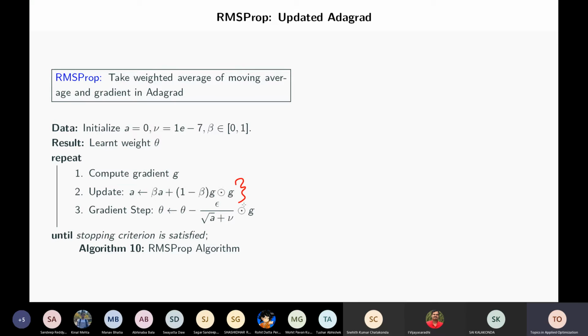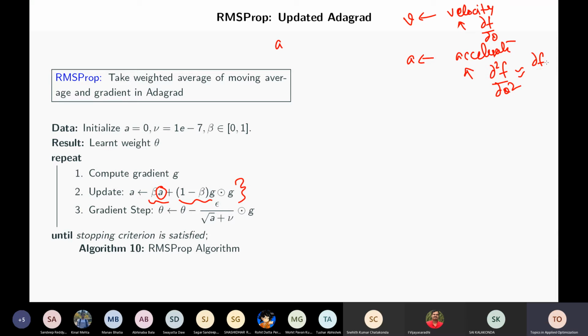You will see that the only modification is here, and this is a weighted average you are taking of your previous accumulated A. Previously they were using V, right? V was analogous to velocity. The velocity is like the first derivative, so this is like del F by del theta. And then they started using A. So A is like an acceleration here. As I said before, acceleration would be del 2F by del theta square, but they are approximating it by del F by del theta whole square. You may object to this, but that's some kind of approximation they're using.